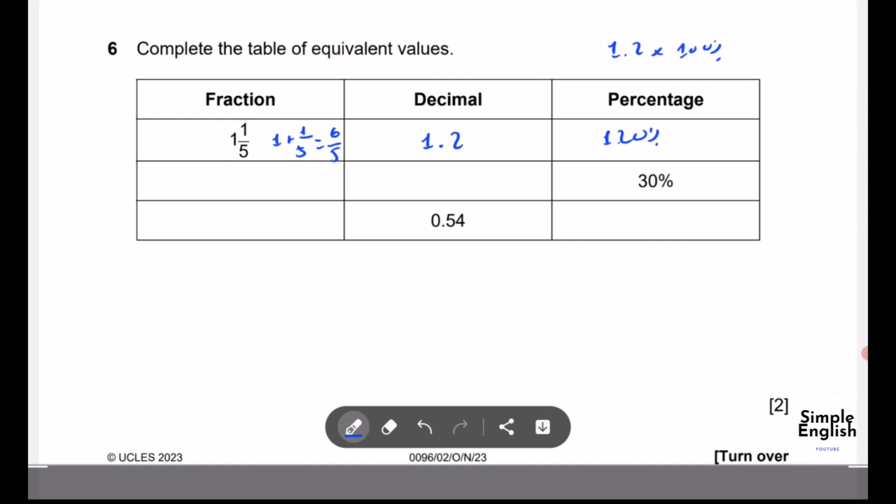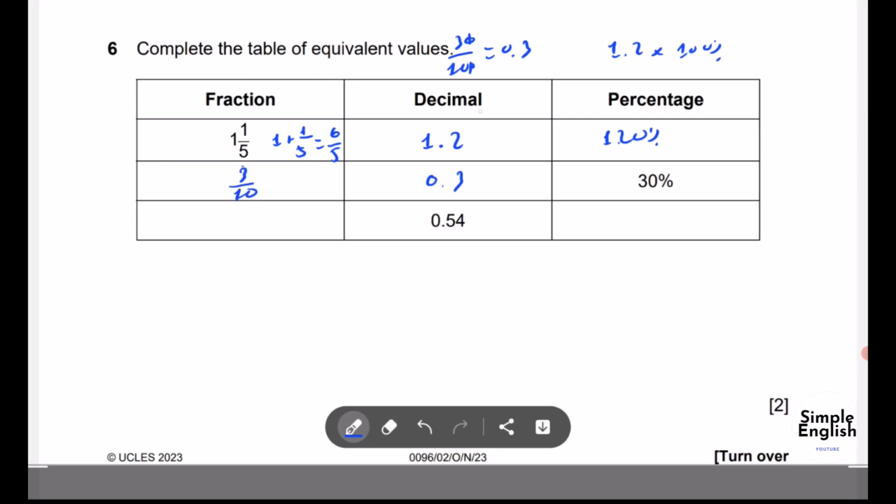How about the second one? Percentage, 30%. Decimal, so 30% over 100. So remove the 0, 1 0. So the decimal must be 0.3, right? Decimal 0.3. How about fraction? Fraction, so that will be 3 over 10.